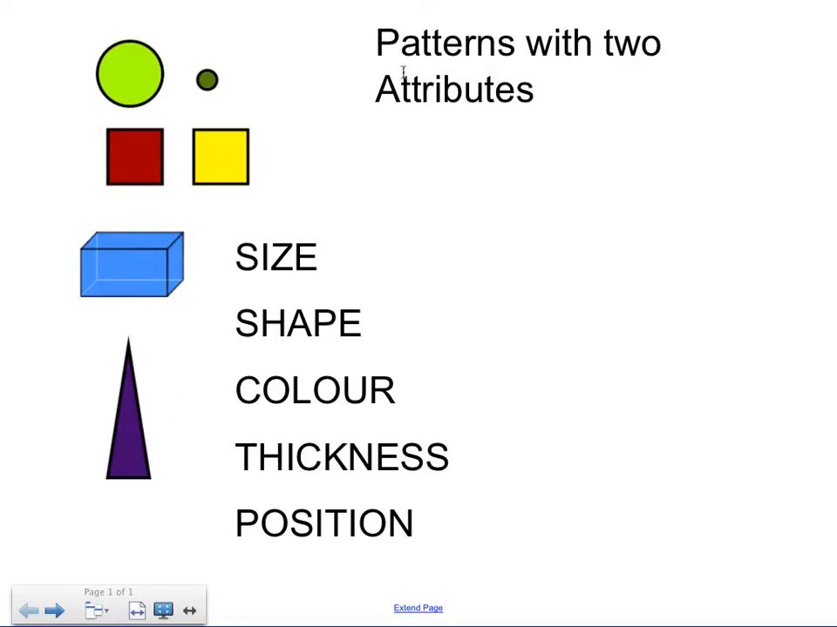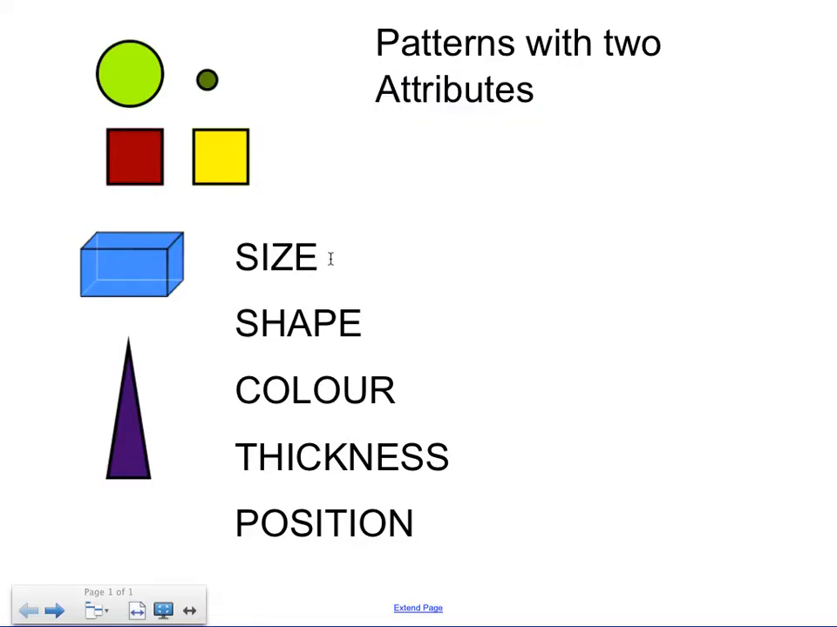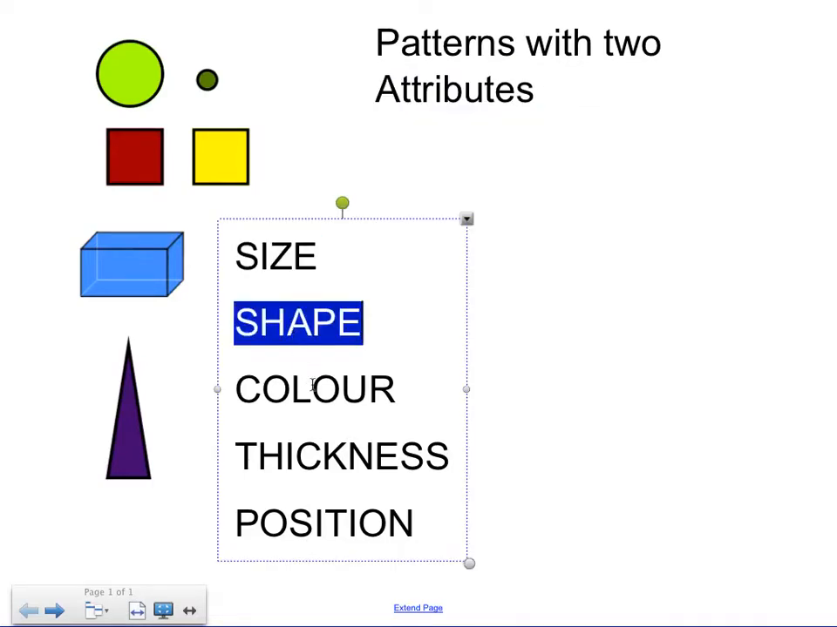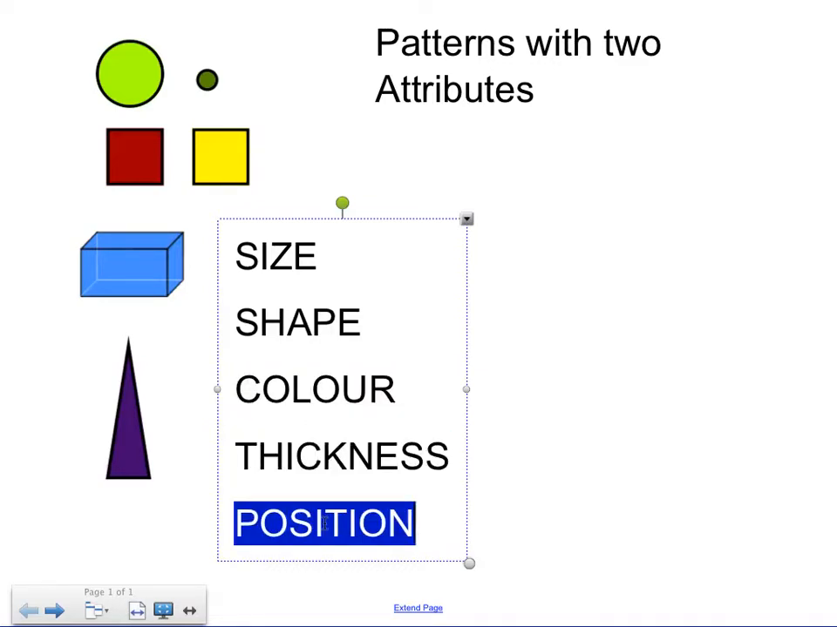triangle here. Now, when we deal with the word attributes, when we're talking about attributes, that's talking about these five things here, this criteria. So attributes can deal with size, they deal with the shape of it, they deal with the color, they deal with thickness, and they deal with position.